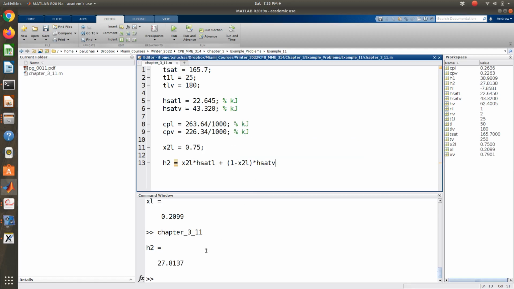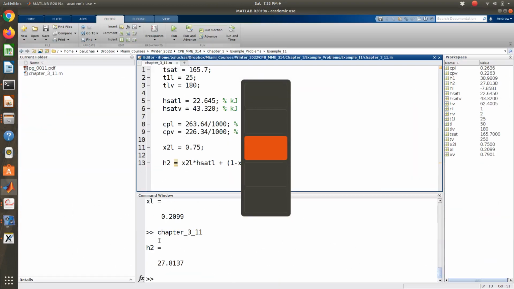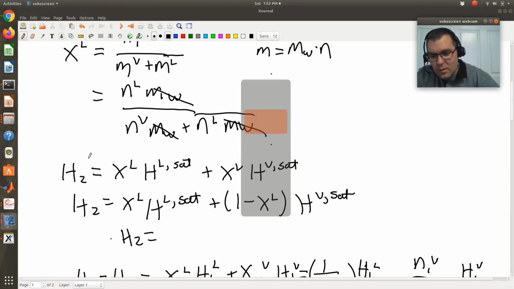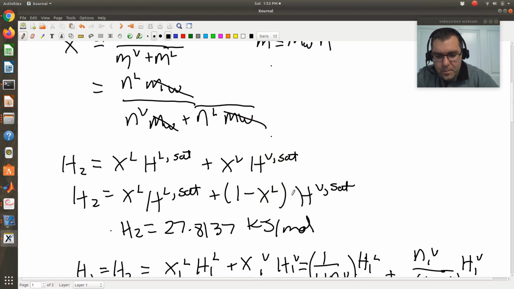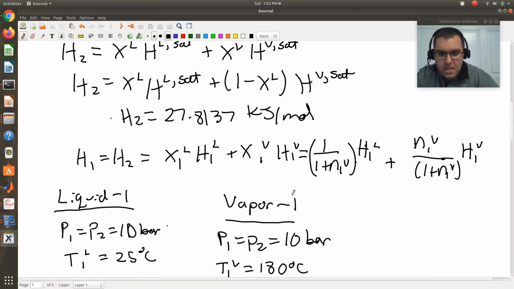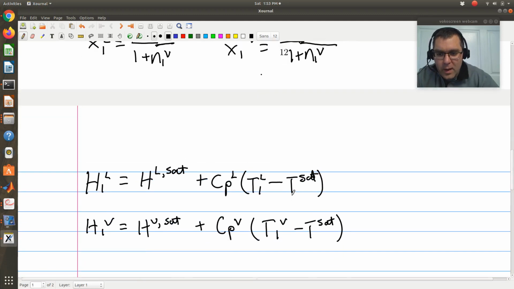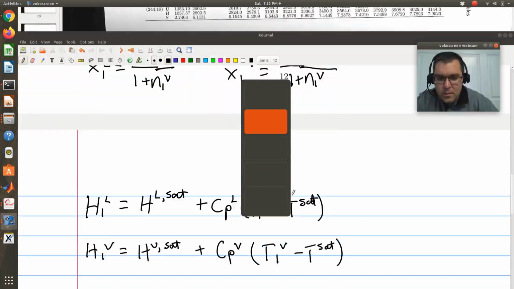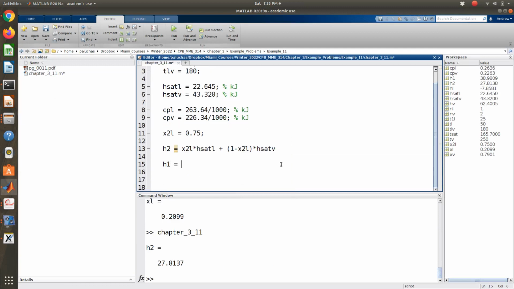Okay, so I'd get 27.8137. So H2, all right, just to get some numbers to put this in context, it's 27.8137. That's kilojoules per mole. Okay. Then next, let's calculate H1L and H1V. And I'll make a note that H1 is just equal to H2.